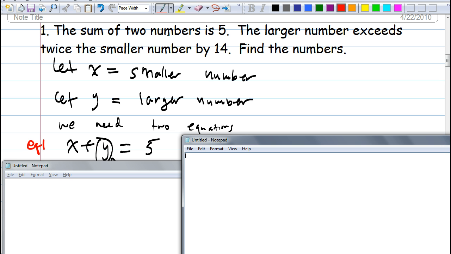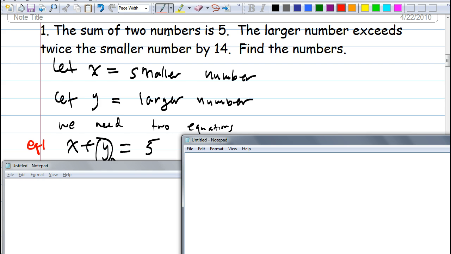But Christina is right. Look, it says the sum of the two numbers is 5. So of course, if you add x plus y, don't you get 5? Is that easy? So please don't forget about that one. Because if you forget that sentence, you're not going to be able to solve this because you will only get one equation. What's the other equation?